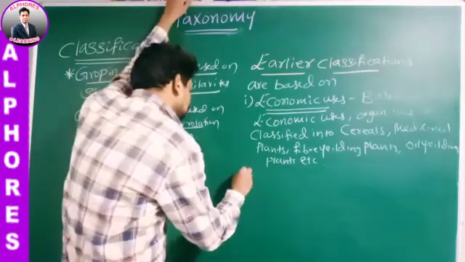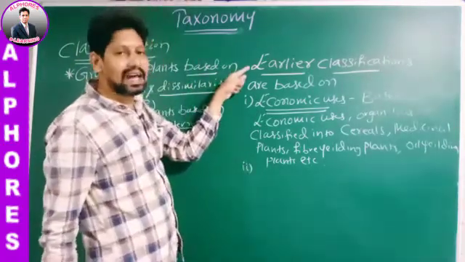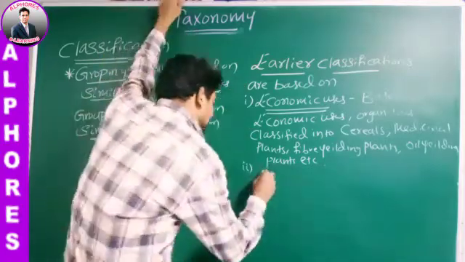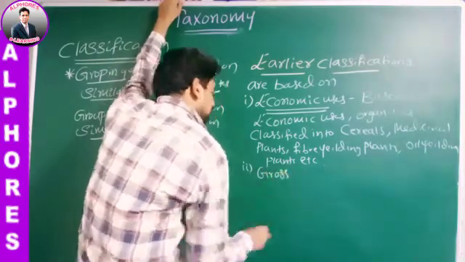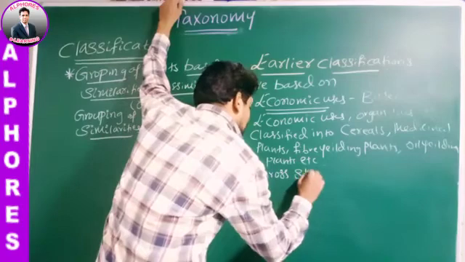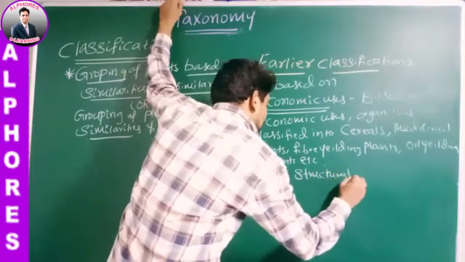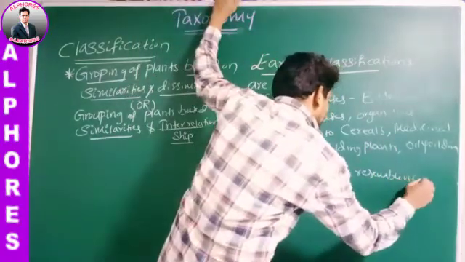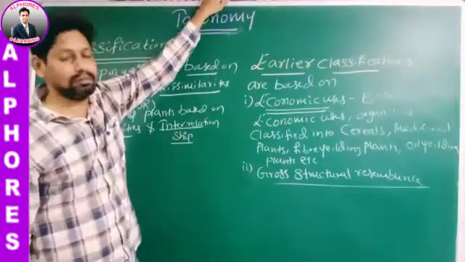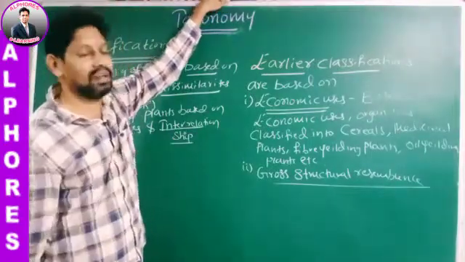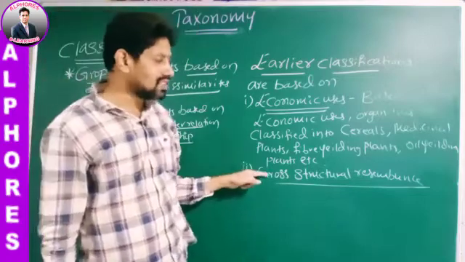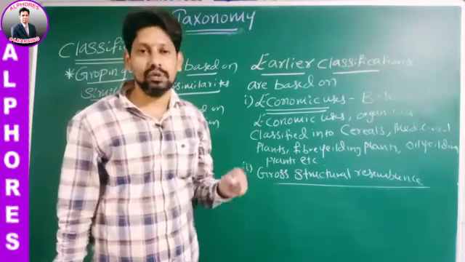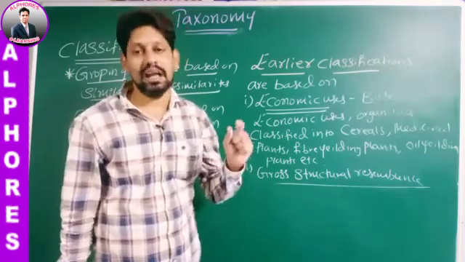Number 2. These earlier classifications are based on, number 1, economic uses, we discussed it. Number 2, the second one is also based on gross structural resemblance. Based on gross structural resemblance, plants are classified into herbs, shrubs, trees and climbers.